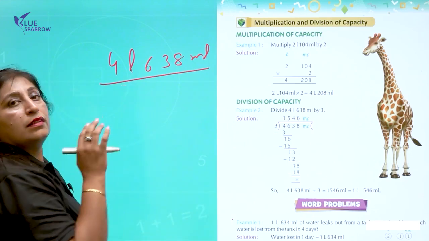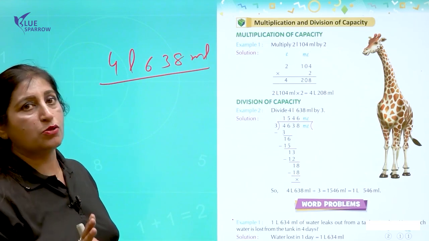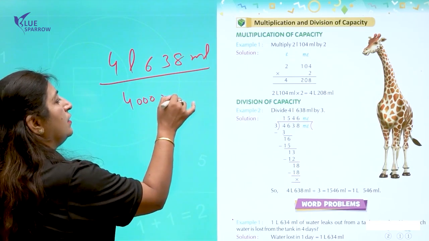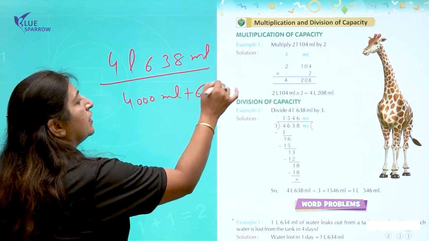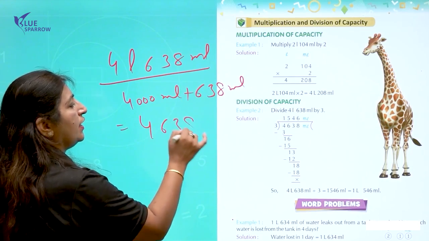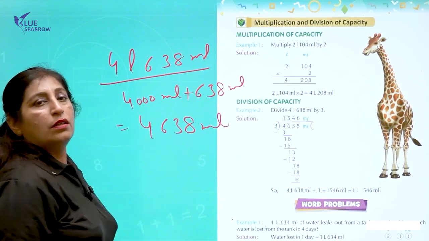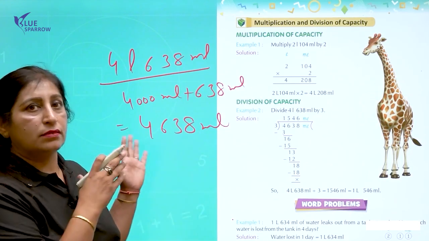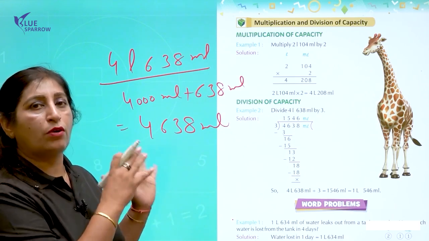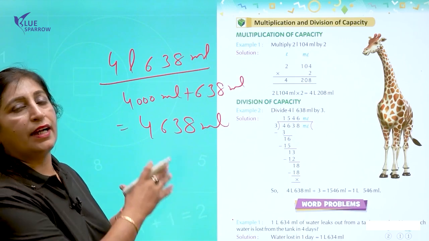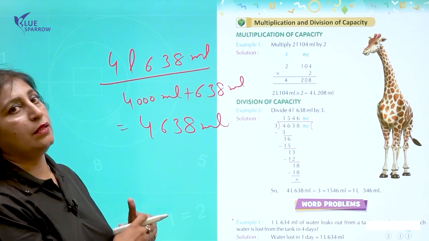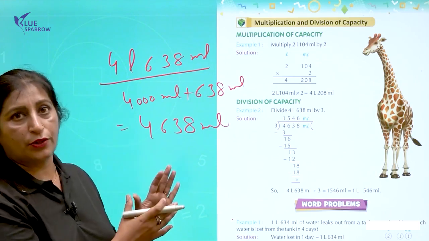You know that 1 liter means 1000 milliliter. So 4 liter means 4000 milliliter plus 638 milliliter. It gives us 4638 milliliter. You can divide the given capacity by 3 by arranging the number in proper columns also, or you can divide the capacity by 3 by converting it into smaller units also.